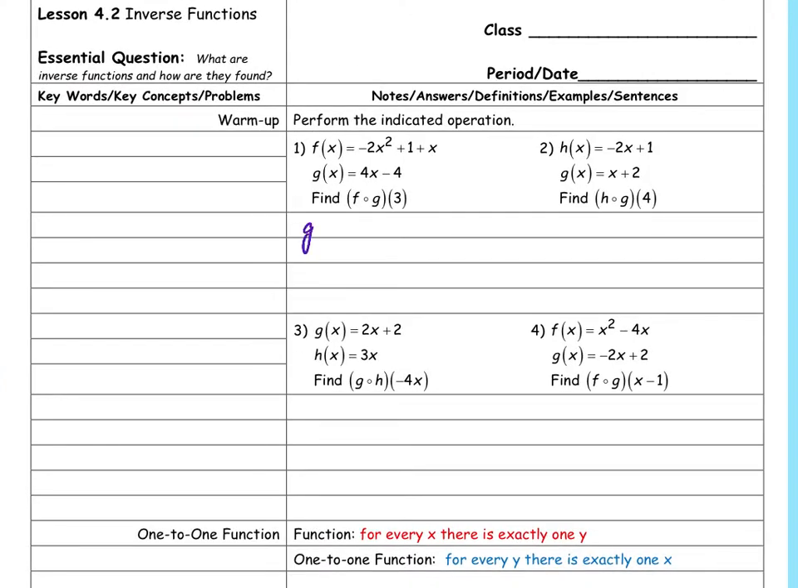So I want to find g of 3. That gives me 4 times 3 minus 4, which equals 12 minus 4, or 8. And then I want to find f of 8, which is going to be negative 2 times 8 squared plus 1 plus 8, or negative 2 times 64 plus 9. That's negative 128 plus 9, which would be negative 119.